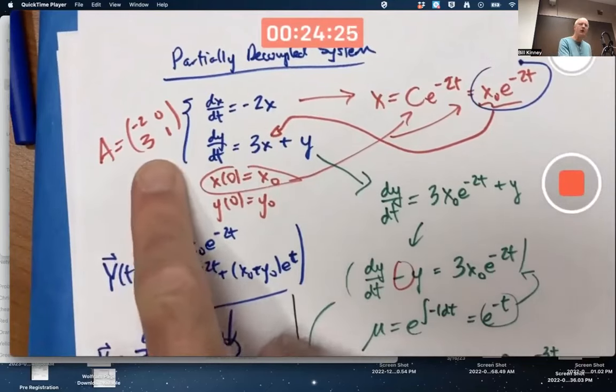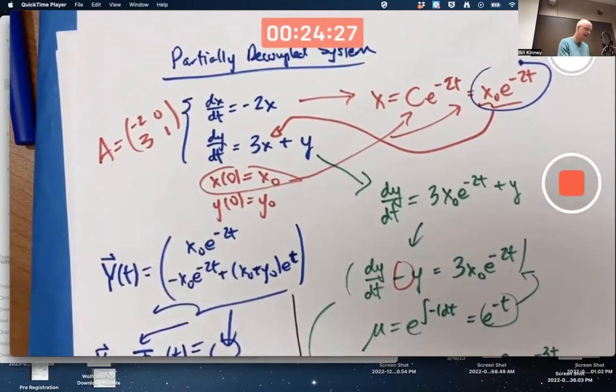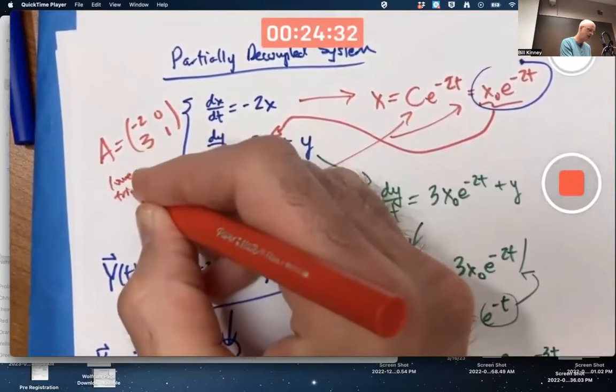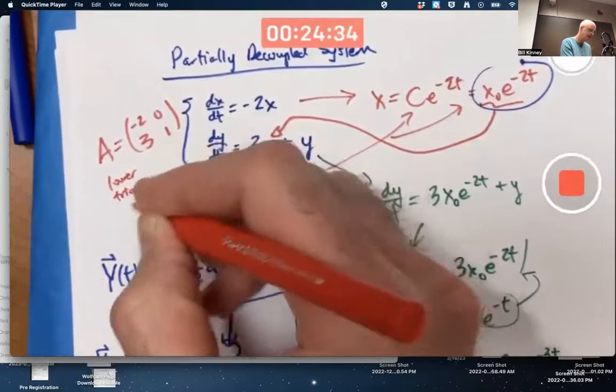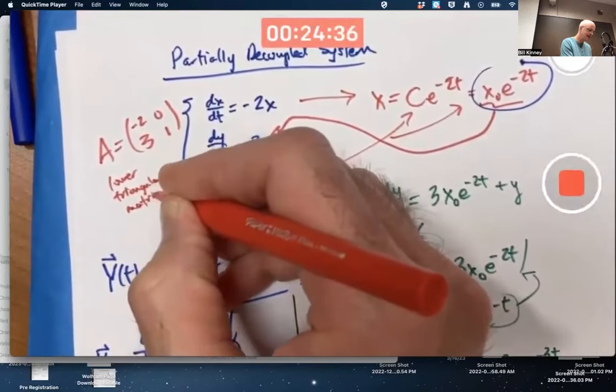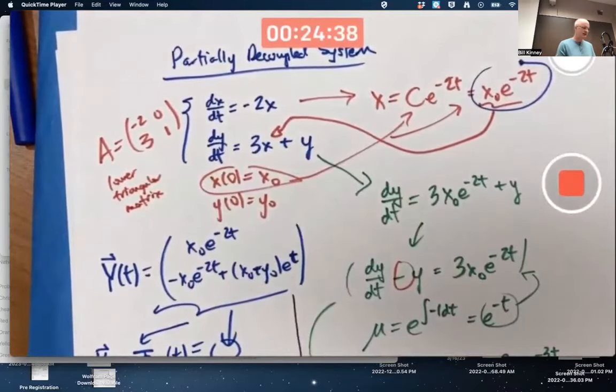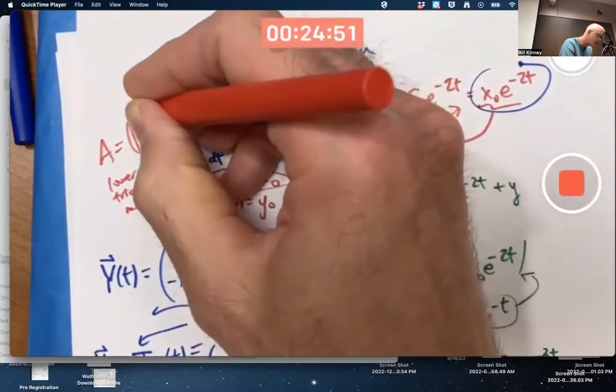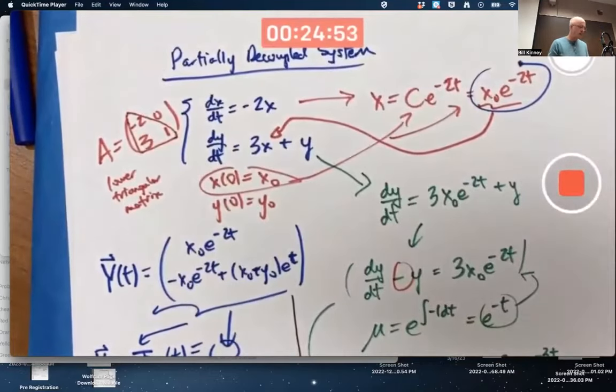That is called a lower triangular matrix. Why is it called a lower triangular matrix? Because the only numbers that are 0 are, in this case, only one of them, up and to the right of the lower triangular part, consisting of this part here. That's kind of an awkward way of saying it, but that's basically accurate.